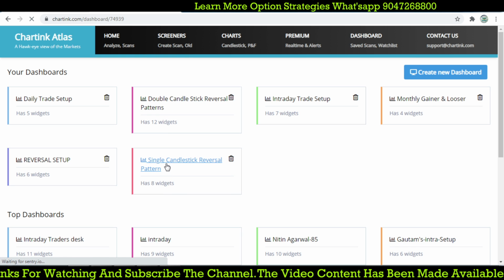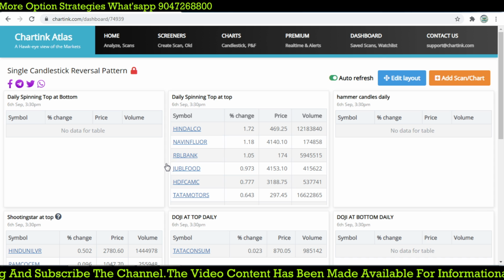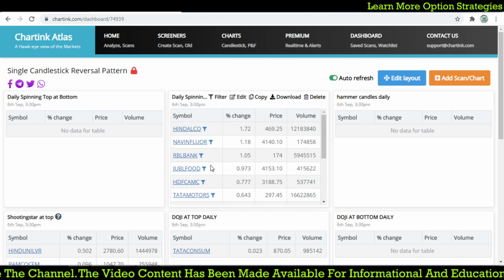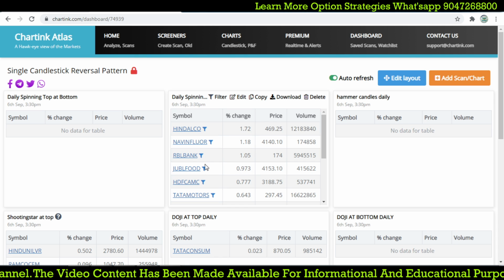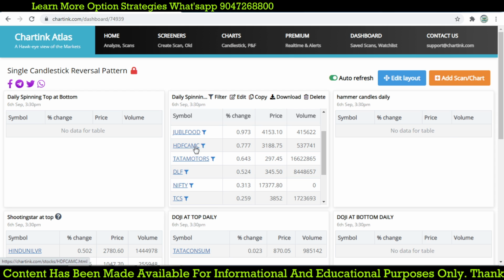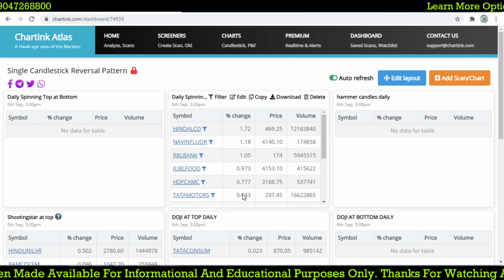So first we will go for the single candlestick reversal patterns. The most powerful candlestick, the spinning top. We got a lot of spinning top candles, which show confusion happening at the highest level, in stocks like Hindalco, Navin Fluorine, RBL, HDFC AMC, Tata Motors. A lot of stocks form a spinning top.